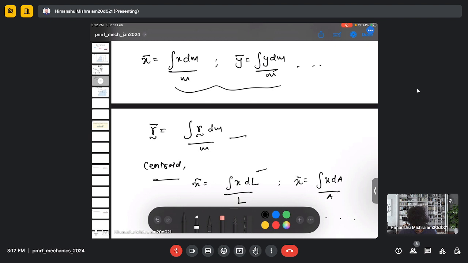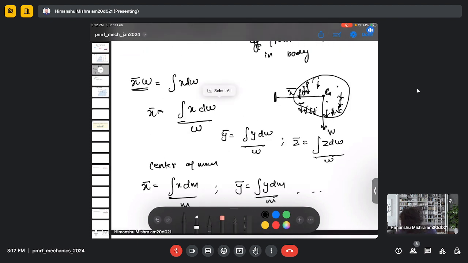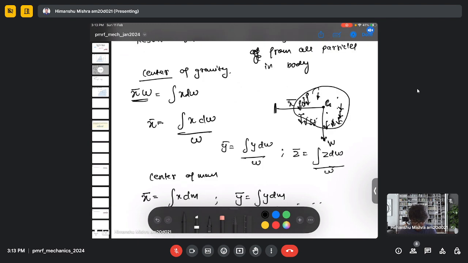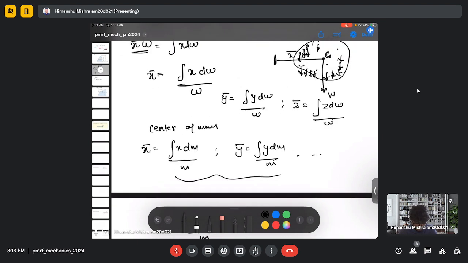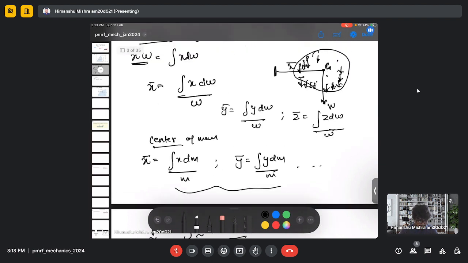This is the location of the center of mass, and this is the location of the center of gravity. Now you can see that these locations, like the center of gravity, the location of the center of mass, and the centroid, are actually related to each other.